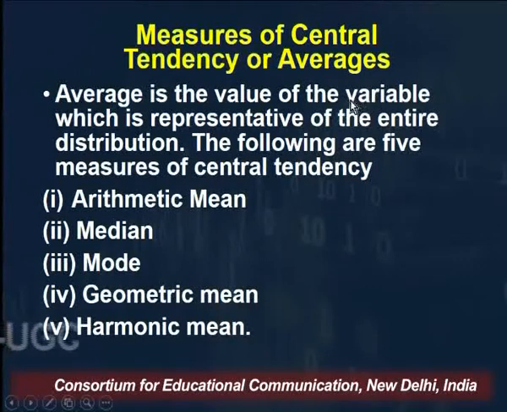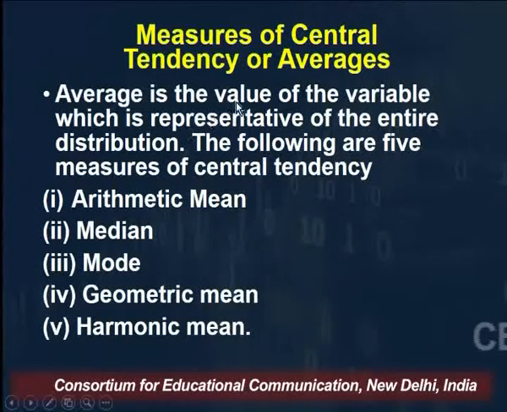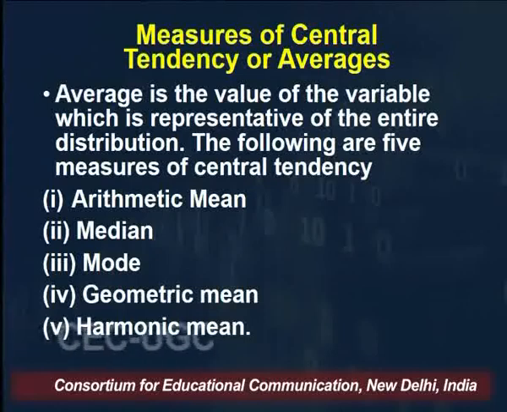As I said, first we have a variable under study. That is important. First we have a variable under study and then we define its average. So average is the value of the variable which is representative of the entire distribution. So what I mean to say is, when I say the average Indian male height is 5 feet 8 inches, it doesn't mean that every male is of height 5 feet 8 inches. But what we mean to say is that generally Indian males, if you look at them, will be somewhere in the neighborhood of 5 feet 8 inches. And so that 5 feet 8 inches represents the height of the Indian males.